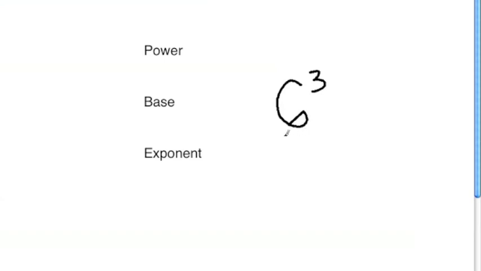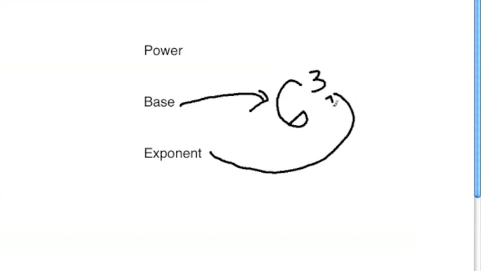Now there's a couple of ways we can say this. We can say that this is 6 to the 3rd power, or we can say that this is 6 to the power of 3. The base is the number 6 right here. The base is the number that we're going to be multiplying times itself. The exponent is this number right there. The exponent tells you how many times you're going to multiply the base times itself.